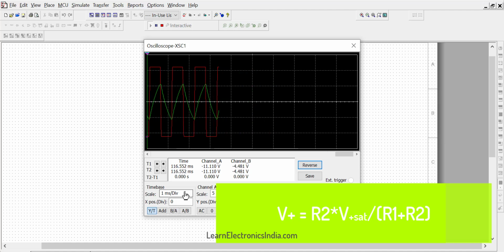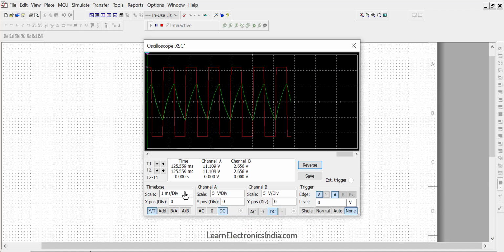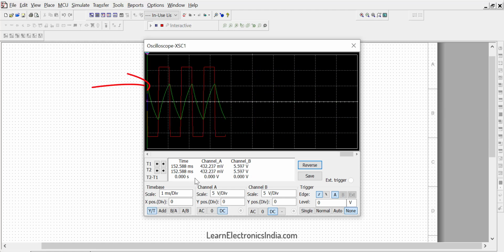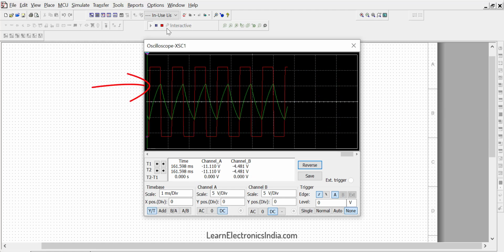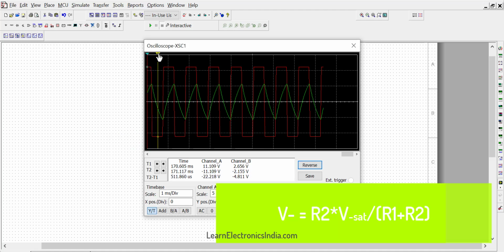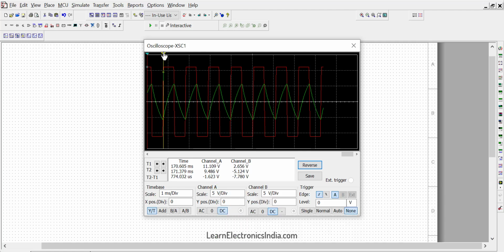Now the capacitor starts charging to positive saturation voltage. When the capacitor reaches V plus value, the voltage at inverting input is greater than the voltage at non-inverting input. Hence, the output voltage drops to negative saturation voltage. Now the voltage at the non-inverting input is given by this formula. Now the capacitor starts charging to negative saturation voltage.